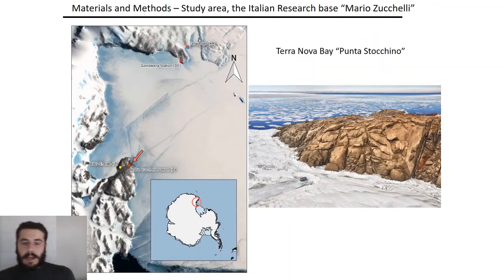As I mentioned earlier, the study area is located near Mario Zucchelli Station, which is located centrally in the Terranova Bay area at the end of a small promontory in a location that is called Punta Stocchino. In the map on your left, you can see the lower red square depicting the position of Mario Zucchelli Station, and the red arrows indicating the exact location in Punta Stocchino of the desalination plant intake pipe.